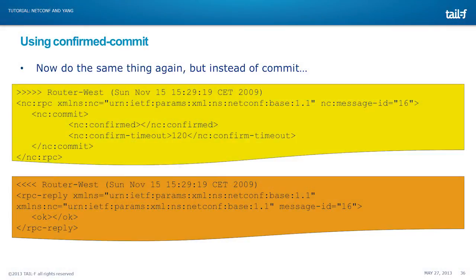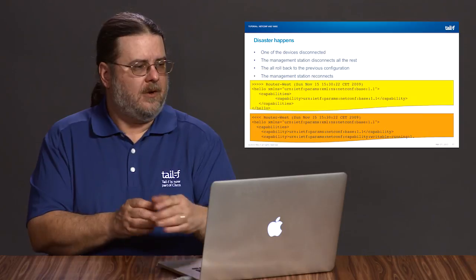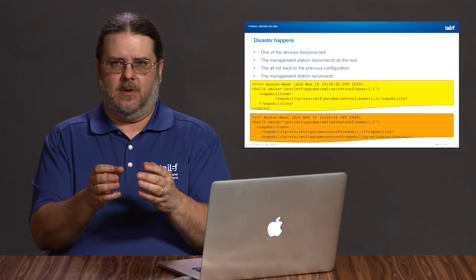So here we see an example of a commit RPC. So we'd have the commit RPC with the confirmed option. That makes that commit a confirmed commit. There's a timeout specified. The device says OK. Now, what if something went wrong?